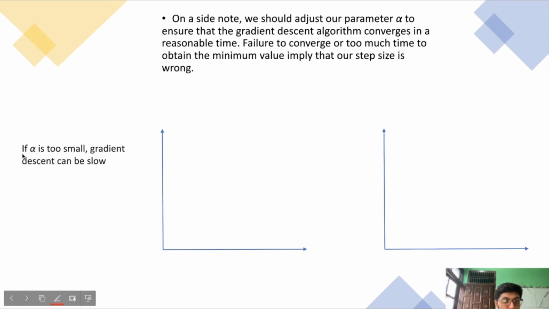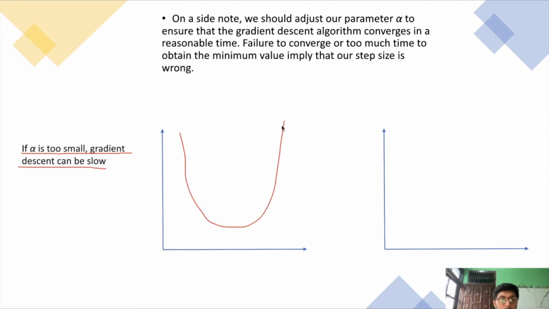So if alpha is too small, gradient descent can be too slow, which means that first of all we must be here, then here, then here, then here, and it will take too much time to converge, but it will converge. So what we must do is increase alpha.